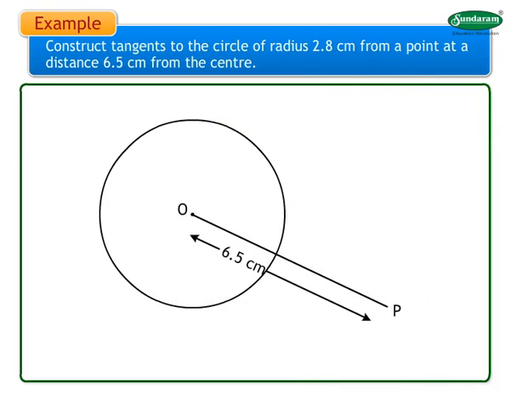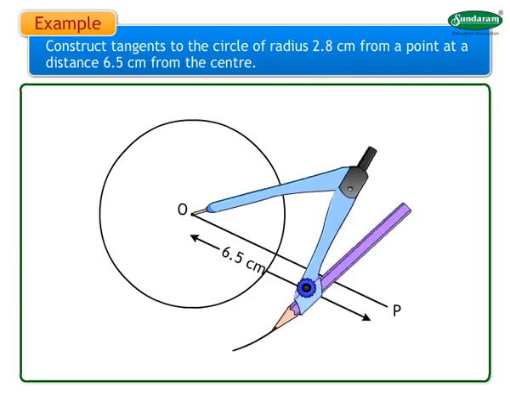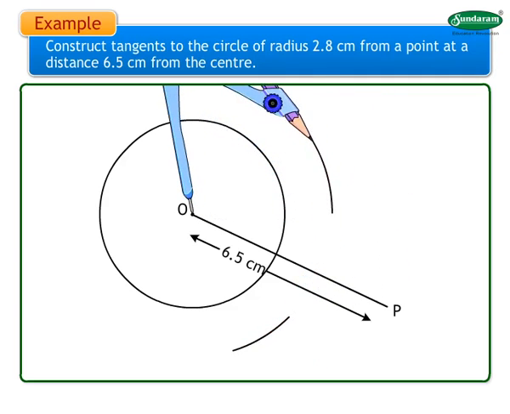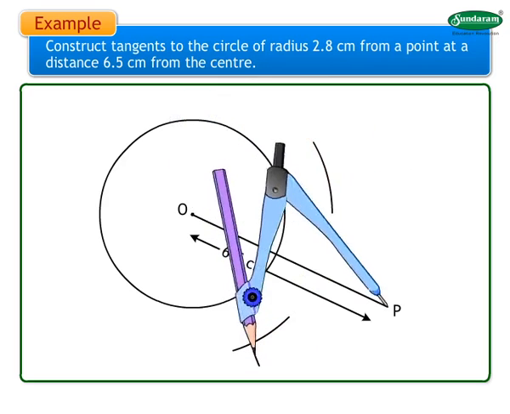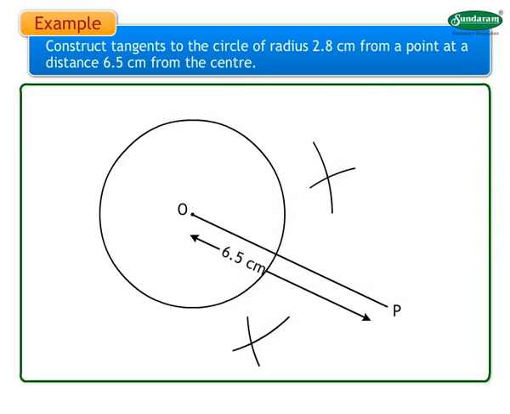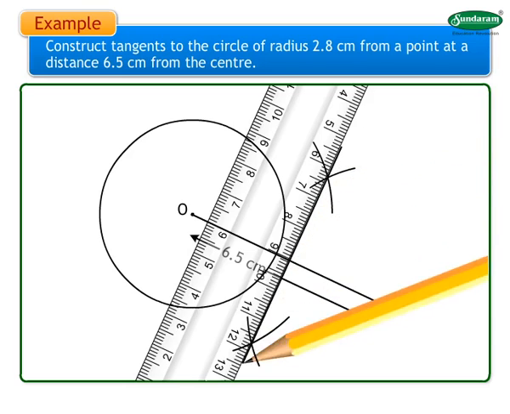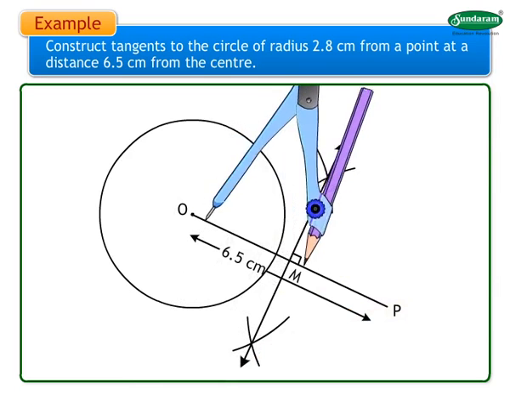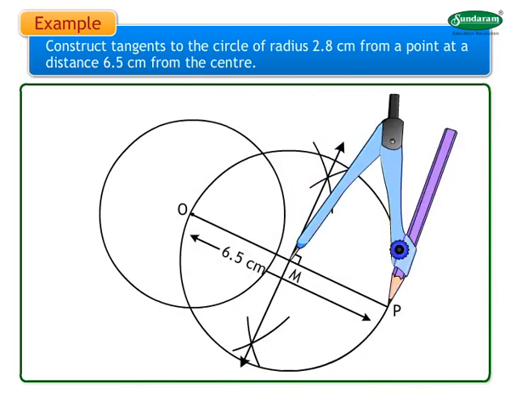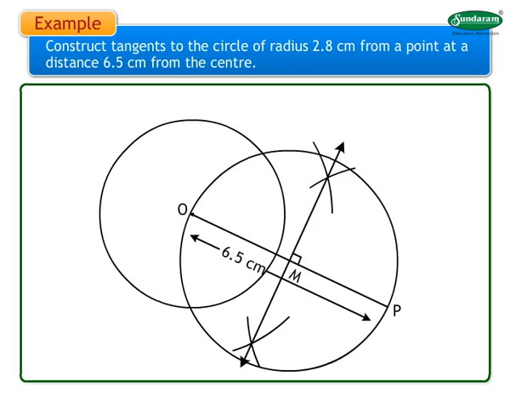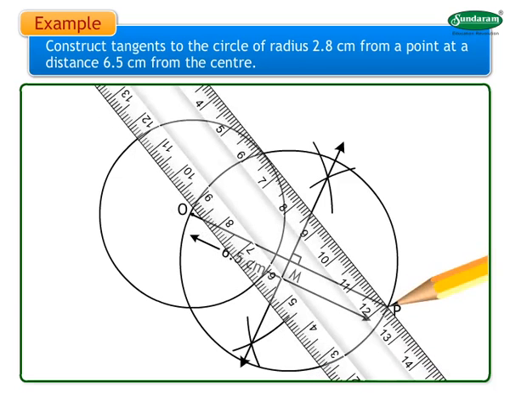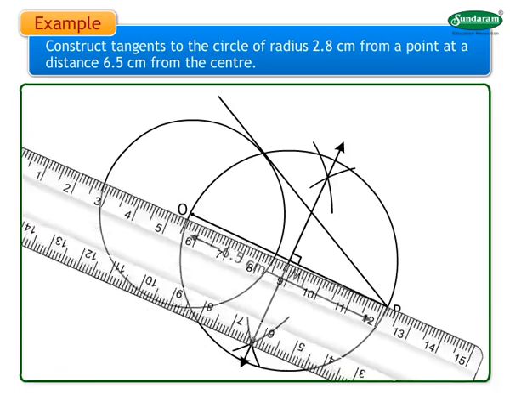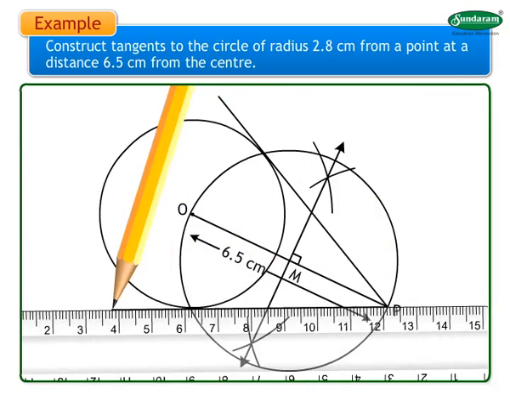To find the midpoint of segment OP, draw the perpendicular bisector of segment OP. Now, we got the midpoint M of segment OP. Now draw a circle with center M and radius MP. Let A and B be the points of intersection of these two circles. Draw lines PA and PB, which are the required tangents.